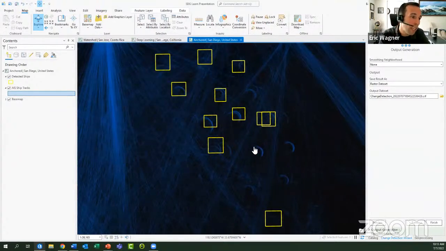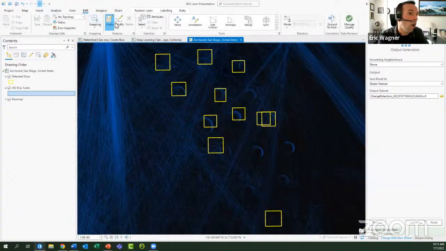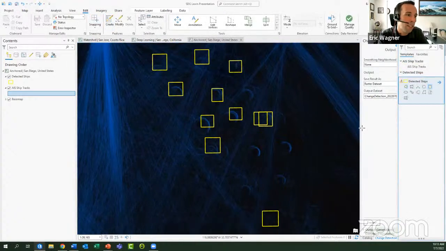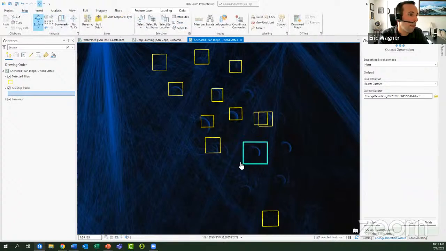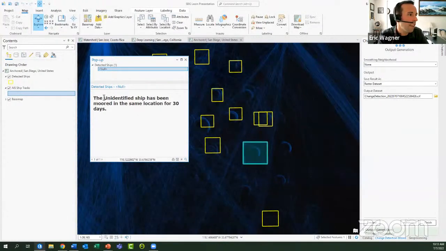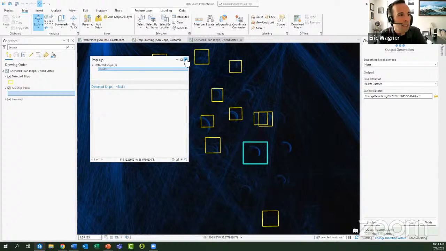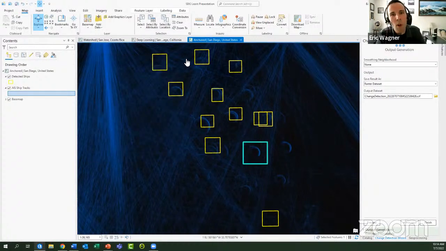Or, if I have an area here with a ship that maybe wasn't detected by deep learning, or maybe that ship just wasn't there when the satellite took a picture, I can very quickly draw a box over that area of interest, click inside of it, and identify that this was a ship whose name was not being tracked, and it's been sitting there for about 30 days. So these are very quick ways that I can pull in different data sets that are available to me, whether it's ship tracking data or satellite imagery, to dive a little bit deeper into how long some of these ships have been sitting in the same place.